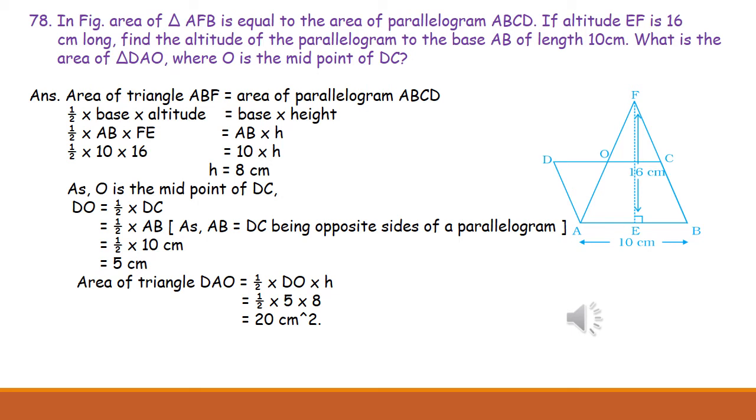Area of triangle ADO is equal to half into DO into H. Why? Because DO is the base and H is the height. And incidentally, if you look into the figure, you will see that the height of the parallelogram and the height of the triangle ADO are both the same. So the height of the parallelogram we found from the first part of the sum, that is 8 centimeter. We can use the same height here. So half into base DO, that is 5, into 8, which gives us area of triangle ADO equal to 20 centimeter square.